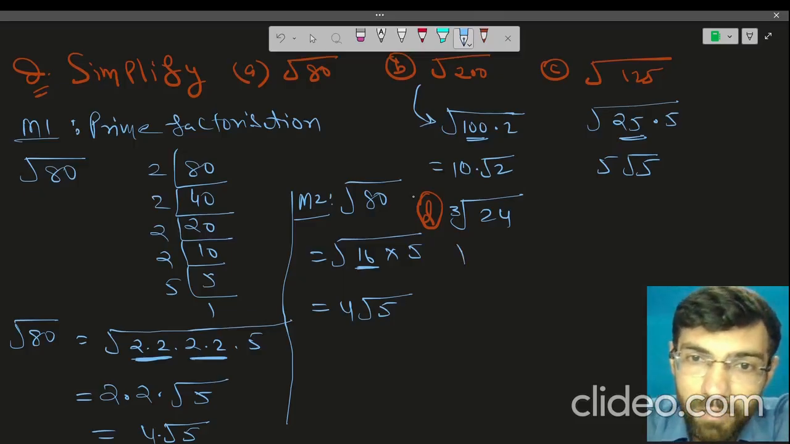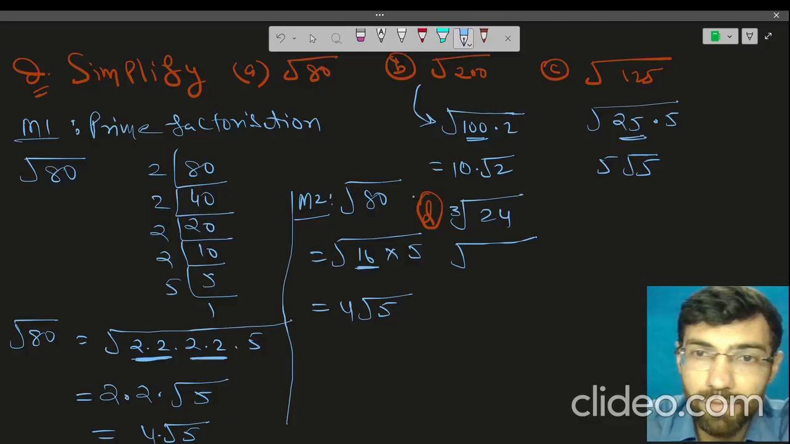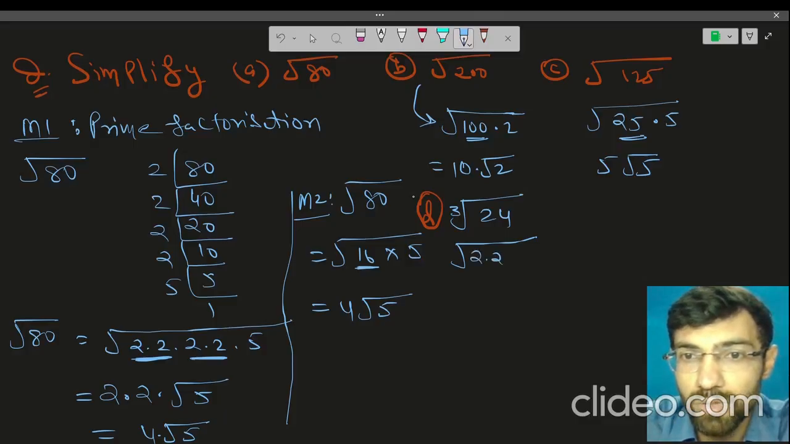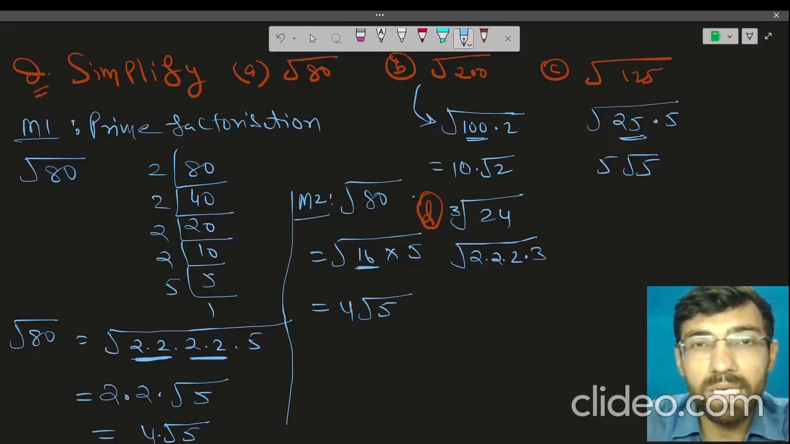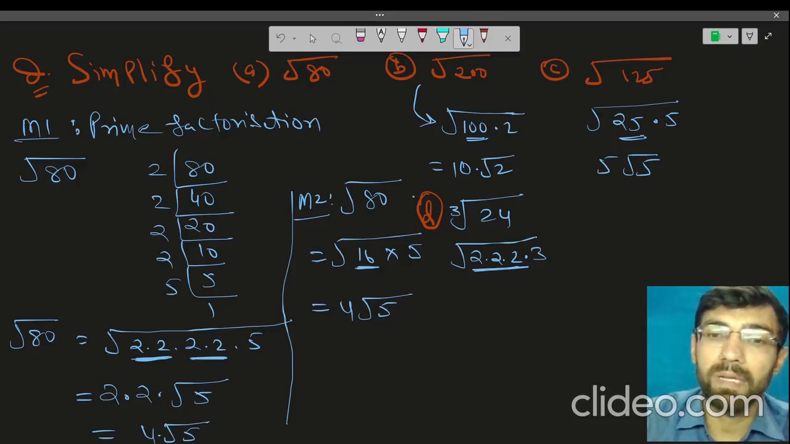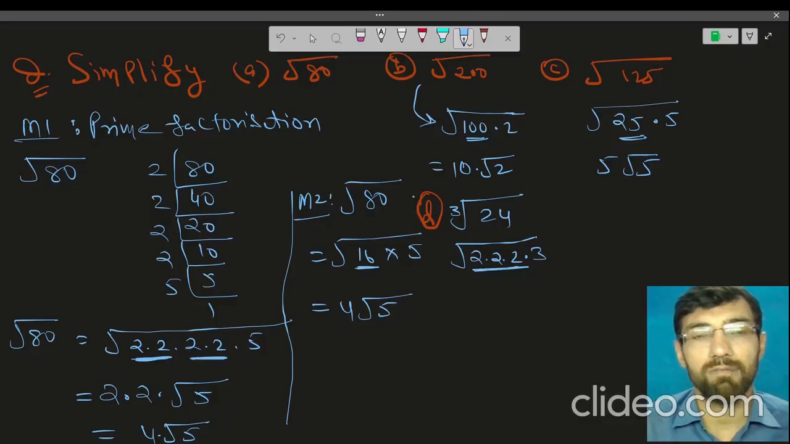Okay, again we will try to factorize it. 24 is nothing but, if you try to factorize, 2 into 2 into 2, 8 into 3, I think. And since this time we are finding cube root, we will try to make a group of 3. So I think I have three 2s. So they will make one group. Correct. In finding cube root, we make a group of 3. Similarly, finding fourth root, we can make a group of 4, like that.